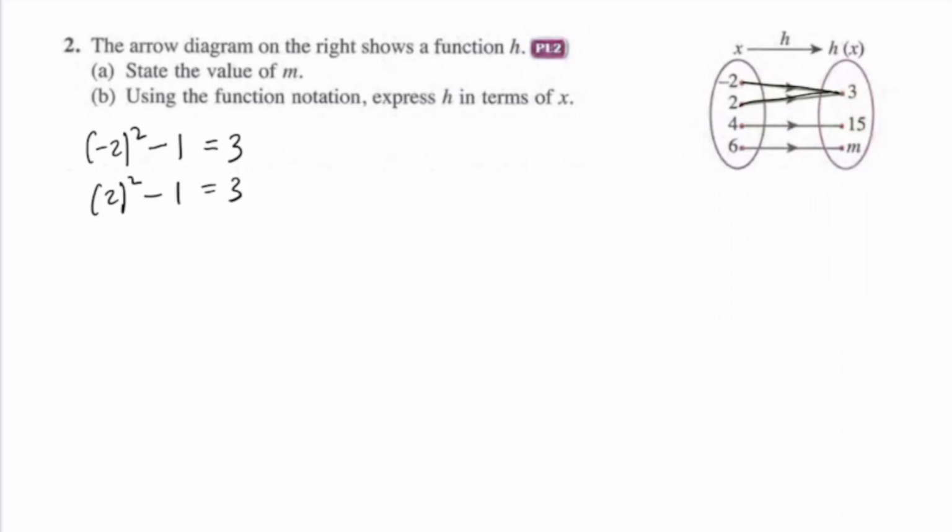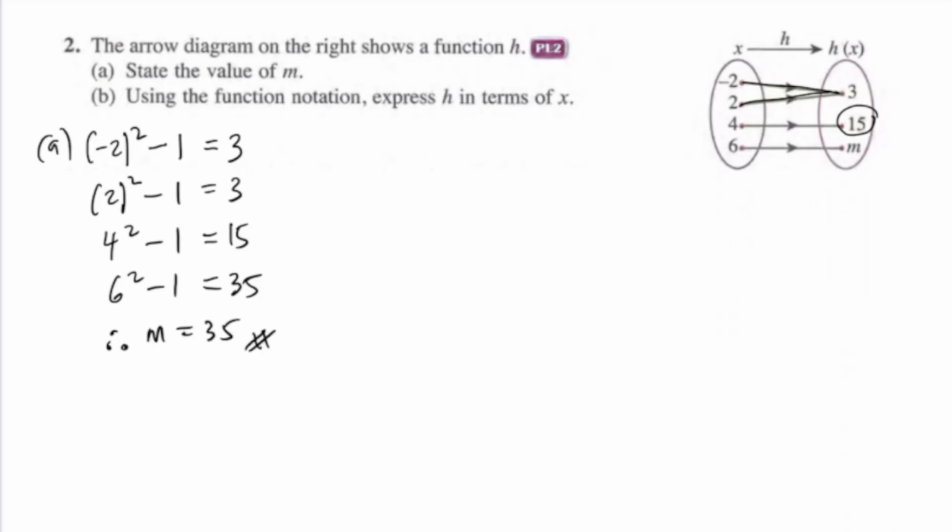Then let's test it out with the rest. How about if you have 4, you square it, you minus 1. What would you get? You will get 15, which is the same here. So we can tell more or less what the function is all about. To get m, we need to take 6 and you square it, you minus 1. 6 squared is 36, 36 minus 1 is 35. So you can say m is just 35. Now notice I didn't write the function notation first because I reserve it for part B.